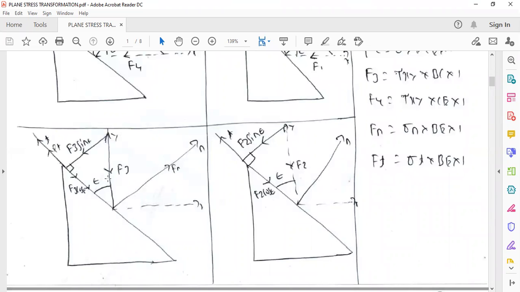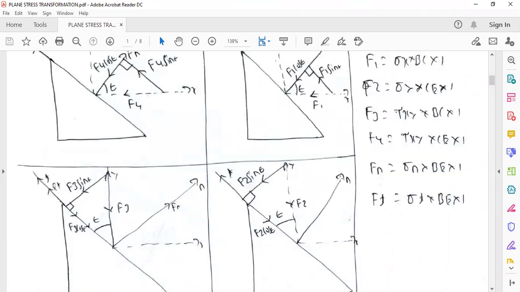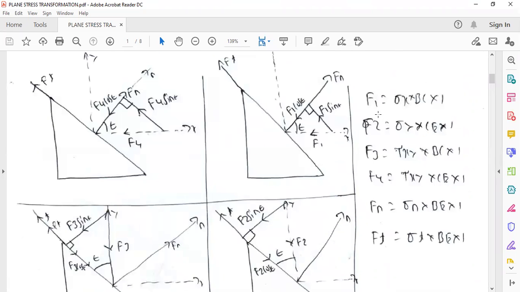Similarly, F3 you can see is in the y direction. If you want to resolve, you can resolve it like this: F3 cos theta, F3 sin theta. Similarly, F2 cos theta, F2 sin theta. We have seen this in three cases like that. So I'll be writing this force F1, sigma is equal to P by A or F by A.